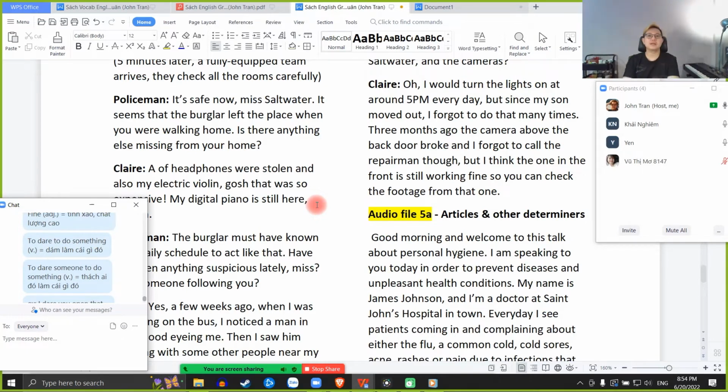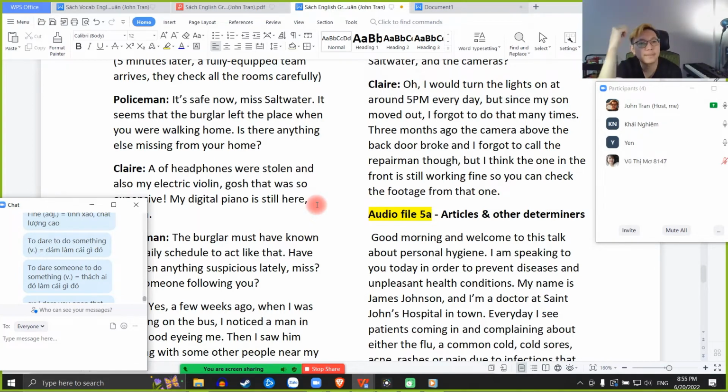It seems that the burglar left the place when you were walking home. Is there anything else missing from your home?